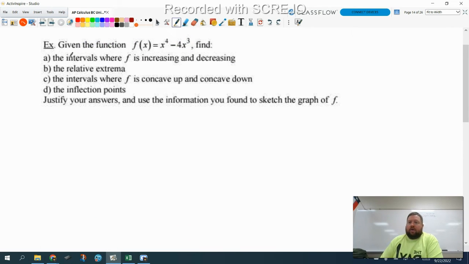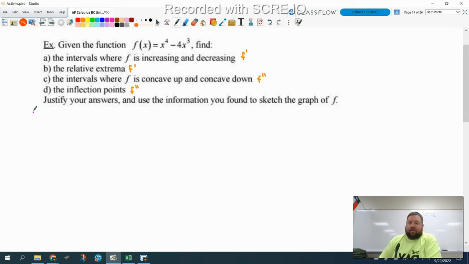So increasing, decreasing comes from f prime. F prime is positive for increasing, f prime is negative for decreasing. Relative extrema also come from f prime. Concave up, concave down comes from f double prime. Inflection points come from f double prime. So when you read those words, that's what should pop into your head. Increasing, decreasing, relative extrema: first derivative. Concavity, inflection points: second derivative. Just get used to doing that every single time.